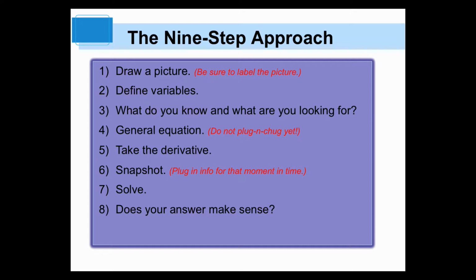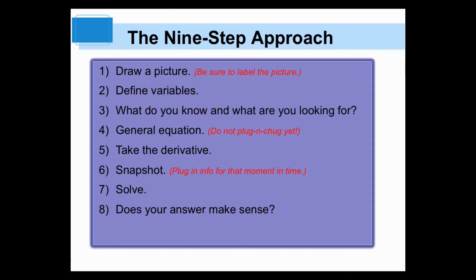8 and 9 are commonly forgotten. Ask yourself when you're done, does that answer make sense? Okay, so we calculate where Kaz is when he's falling down the ladder. How far off the ground is he when he's doing a certain speed? If we get an answer like negative 34 meters, that doesn't make any sense.